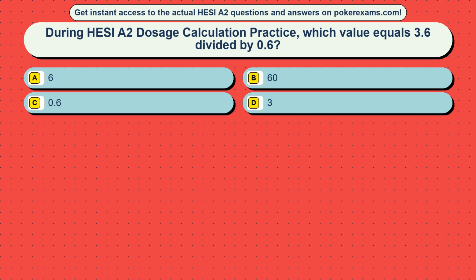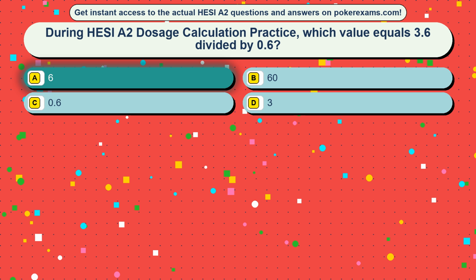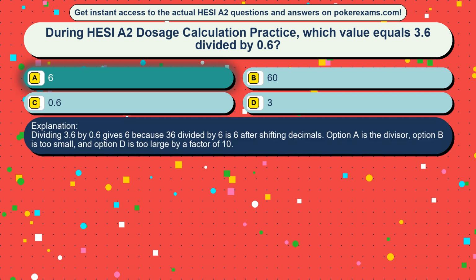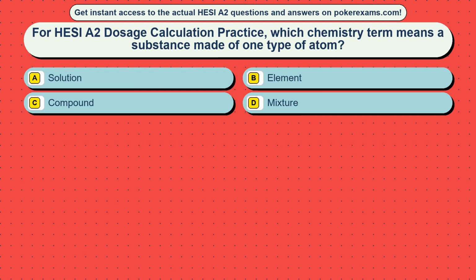Question 31. During HESI a 2-dosage calculation practice, which value equals 3.6 divided by 0.6? Option A, 6. Option B, 60. Option C, 0.6. Option D, 3. The correct answer is option A, 6. Dividing 3.6 by 0.6 gives 6 because 36 divided by 6 is 6 after shifting decimals. Option C is the divisor, option B is too small, and option D is too large by a factor of 10.